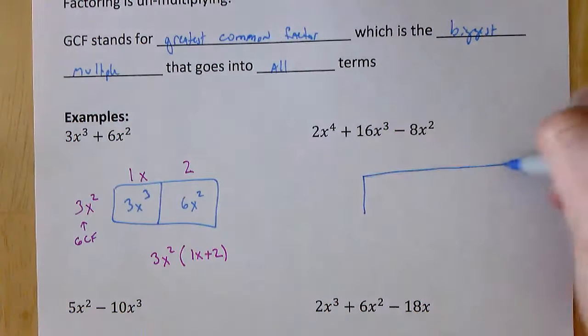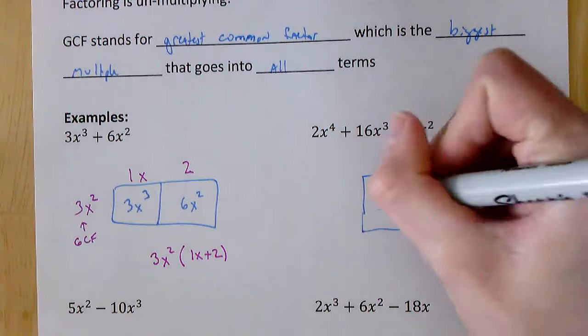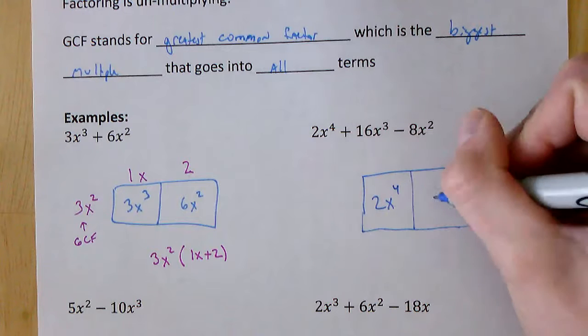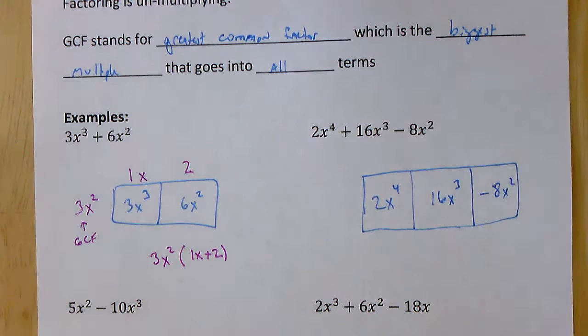All right, so let's try that again with this one. Again, I'm going to start by setting up my box. It's going to have 3 sections. So here's 2x to the 4th, 16x cubed, minus 8x squared. I just copied the problem into those boxes.